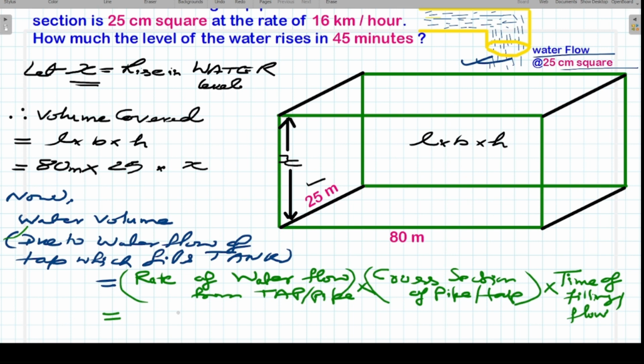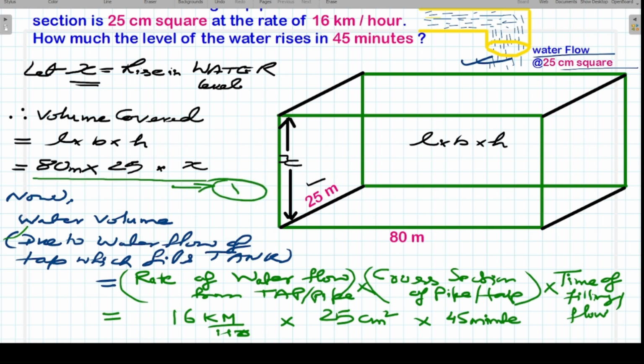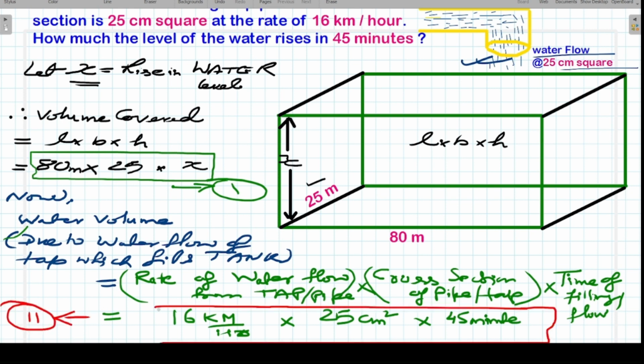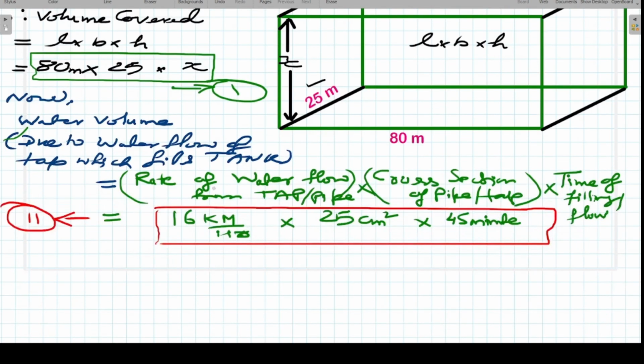So we will put in the values to see how much water is filled through the tap, that is rate of water flow from tap into cross section of pipe into time of filling. Putting in the values, we get 16 kilometer per hour into 25 centimeter square, which is the cross section, into 45 minutes. This is the amount of water which is filled in. So we can equate equation number 1 and equation number 2 to get the value of the one variable, which is x.